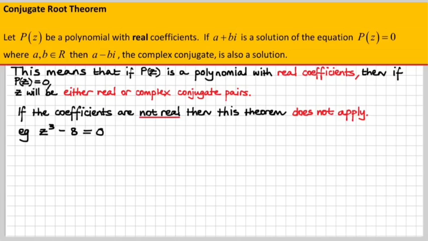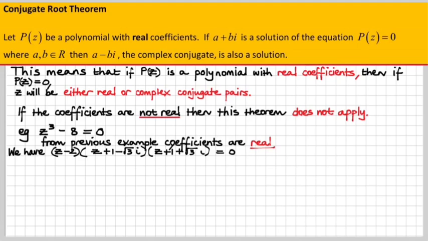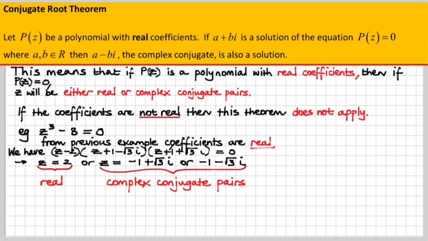Now there's the same example as we used before, except that we've set the polynomial equal to 0. So from the previous example we can see that the coefficients are real. This is what we got when we factorised on the previous screen, and I've just set that equal to 0, and therefore you can see by using the null factor rule that z equals 2, or z equals, okay, look at this, minus 1 plus root 3i, or minus 1 minus root 3i, and ladies and gentlemen, that's real, and these are complex conjugate pairs. Okay, very exciting.